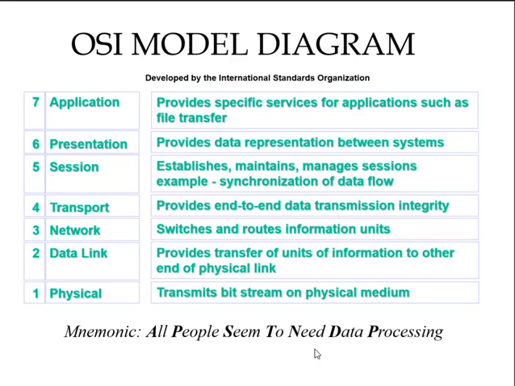The first mnemonic we use is: All People Seem To Need Data Processing. All People Seem To Need Data Processing. That's from layer 7 to layer 1. But wait, there's an easier way for you. I'm going to throw you a bone here. You can write either one of these tomorrow morning when I'm giving you a test on how we communicate using the OSI model.